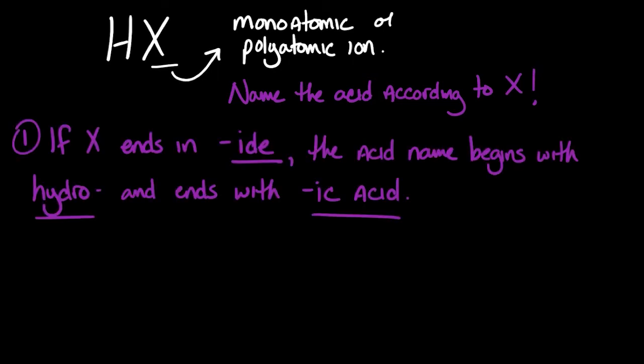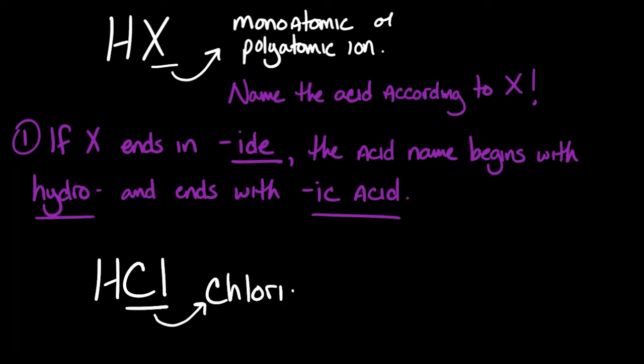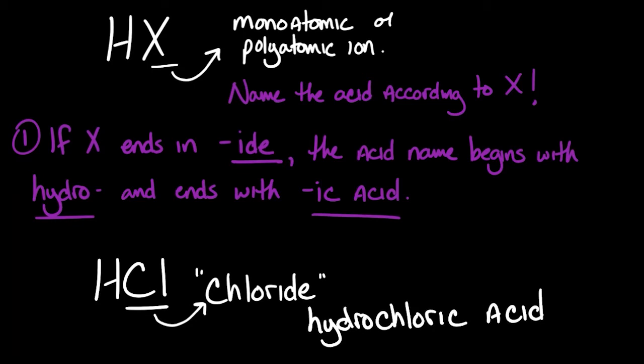So first, if the name of X ends in "ide," the name of the acid is going to start with hydro and it's going to end in ic acid. So for example, in HCl, the Cl is chloride. So we name this acid hydrochloric acid. So we exchange the IDE ending for the ic ending. We add the hydro prefix and then acid at the end, hydrochloric acid.